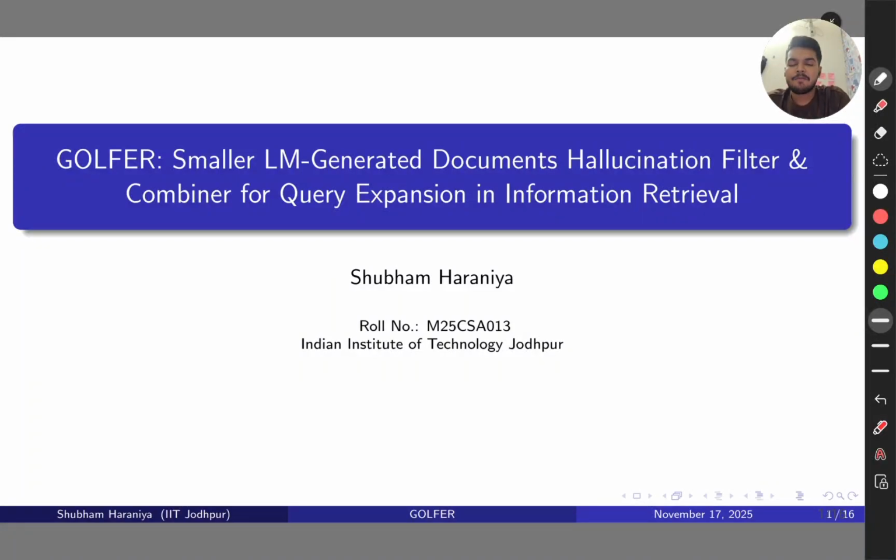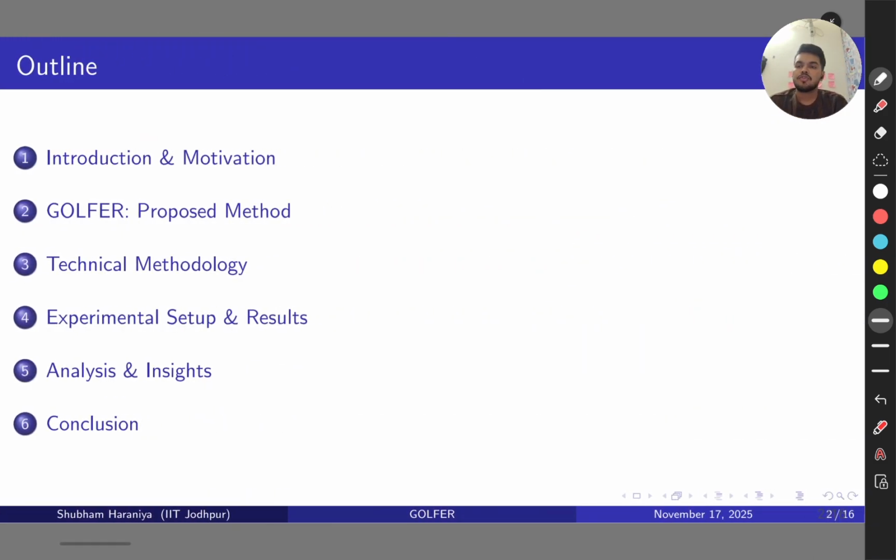So hello everyone, my name is Shubham Aranya and today I am presenting GOLFer, a smaller LM generated document hallucination filter and combiner for query expansion in information retrieval. So this is the outline of today's session.